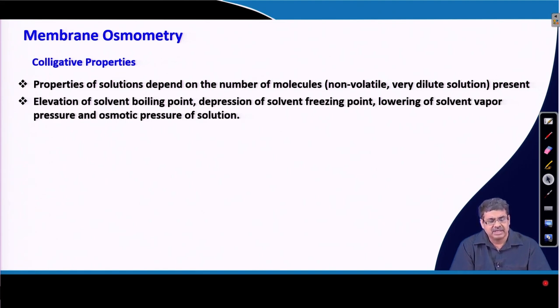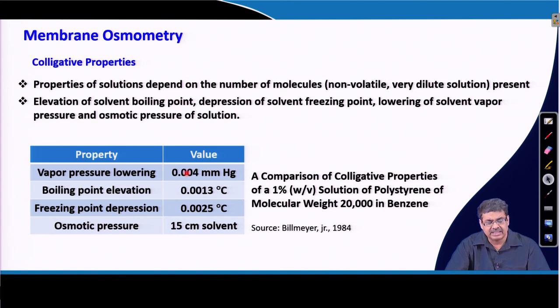There are four colligative properties: elevation of solvent boiling point, depression of solvent freezing point, lowering of solvent vapor pressure and osmotic pressure of solution. Now, if you look at the data, which is a comparison of colligative properties of a 1% solution of polystyrene of molecular weight about 20,000 in benzene, look at the magnitude of the changes in vapor pressure, boiling point, freezing point and osmotic pressure. These are very small amounts, so they are very difficult to capture experimentally, and there is always some error involved in these techniques. So, for this course, I will mainly talk about osmotic pressure and briefly mention these three techniques after speaking about the osmotic pressure method.